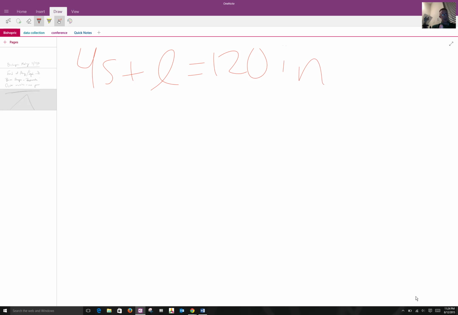Now we need to use our knowledge of surface area to come up with another equation, because you'll see, like we usually have in algebra, we have two variables we need to solve for, but we only have one equation here. So let's use our surface area knowledge.